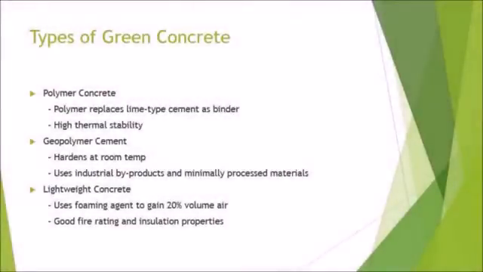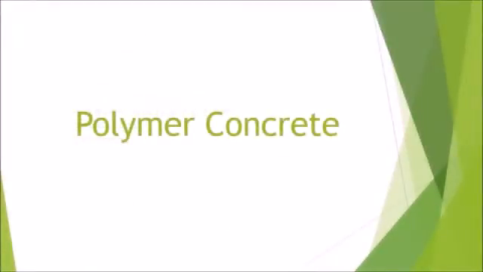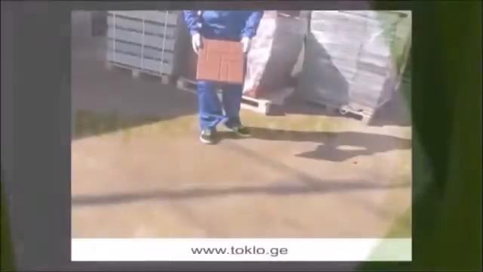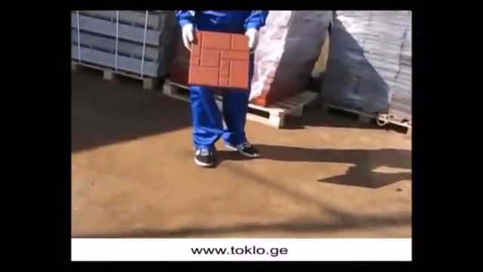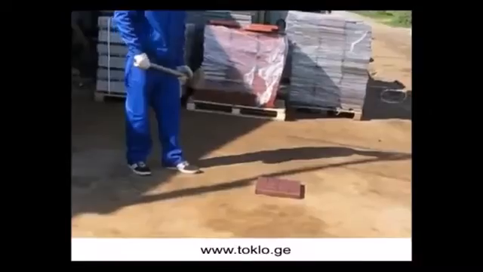There are many applications of green concrete despite having differing mechanical properties such as lower strength or a small modulus of elasticity. Some different types of green concrete include polymer concrete, geopolymer cement, and lightweight concrete. Geopolymer concrete is a type of concrete that uses polymers to replace lime-type cements as a binder. In some cases, the polymer is used in addition to Portland cement to form polymer cement concrete.